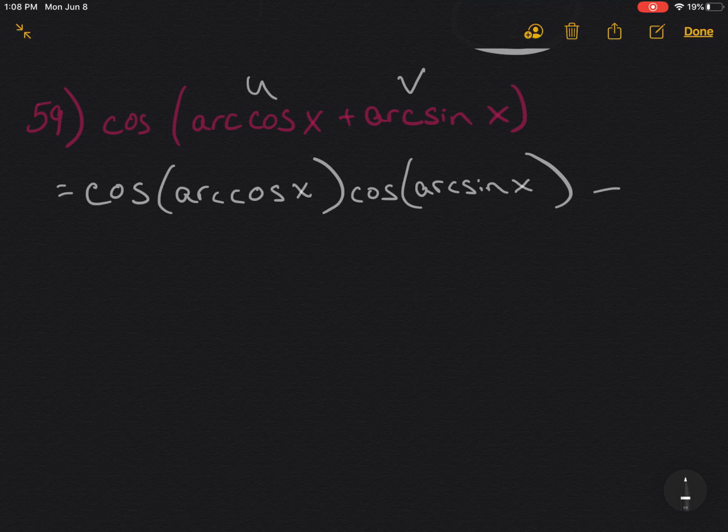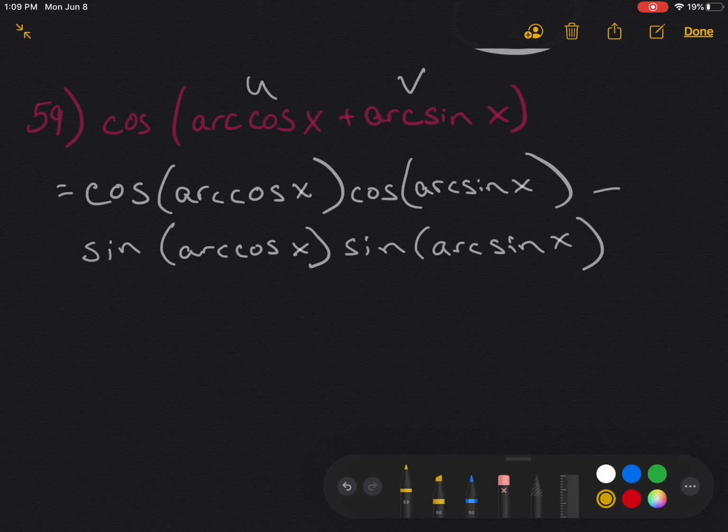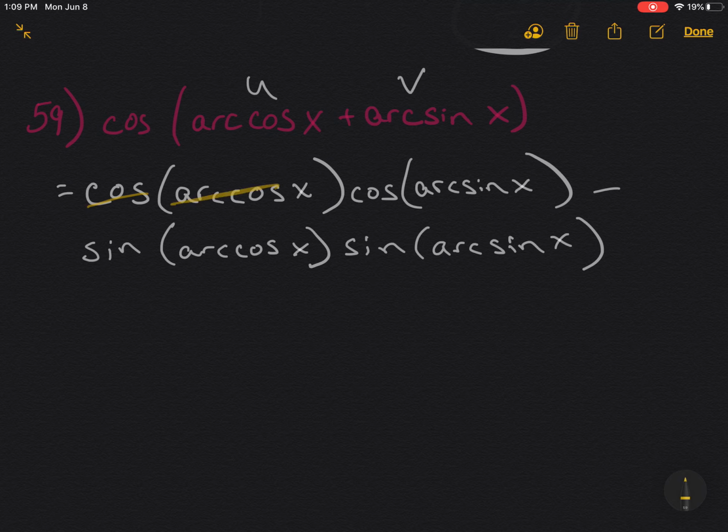minus, because again, this is the formula, I'm going to have to go on the next line, sine of u, which is arc cosine x, times sine v, so sine of arc sine of x. Now we have to simplify this. So right here, let me use a different color. In the beginning right here, from our inverse property, we know that that is just going to be x.